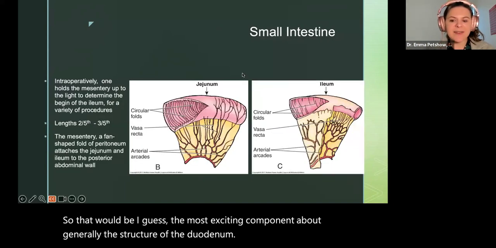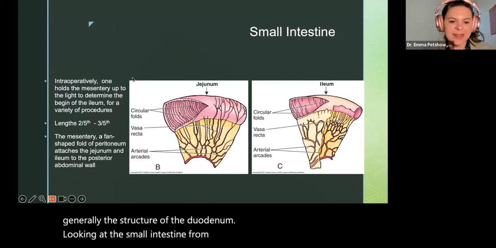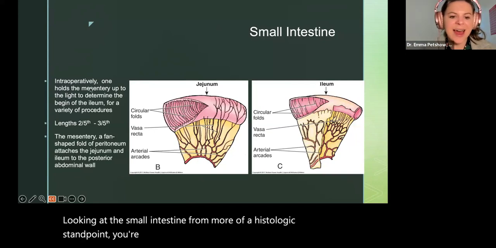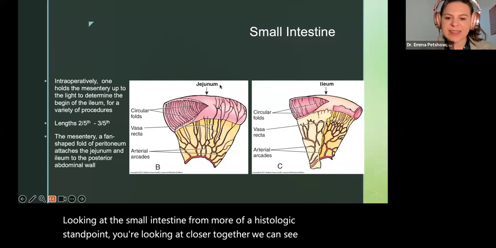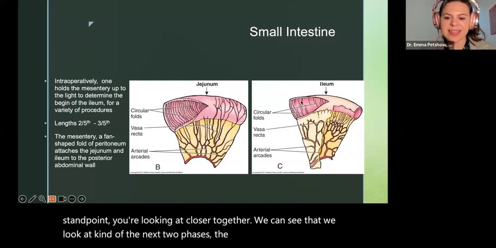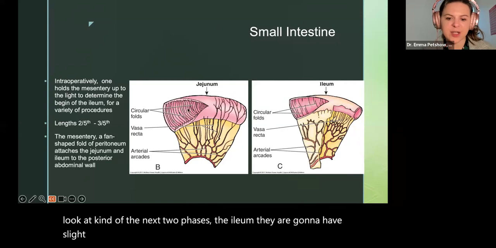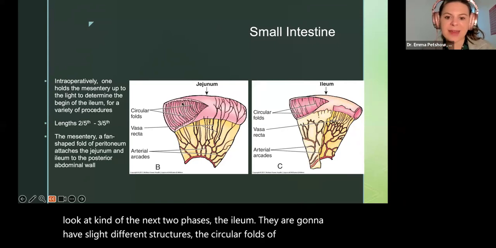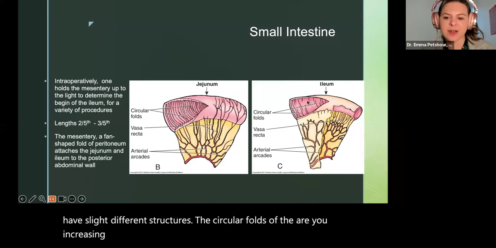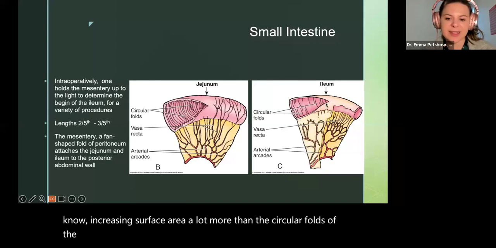Looking at the small intestine from more of a histologic standpoint, or looking at it more closely, we can look at the next two sections, the jejunum and the ileum. They are going to have slightly different structures. The circular folds of the jejunum are increasing surface area a lot more than the circular folds of the ileum, but they are both still present there.